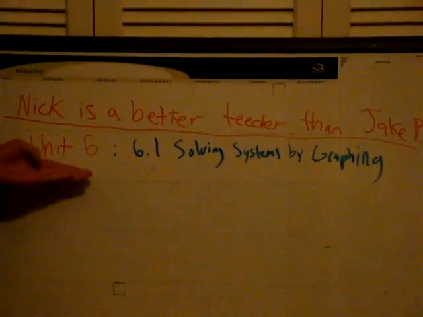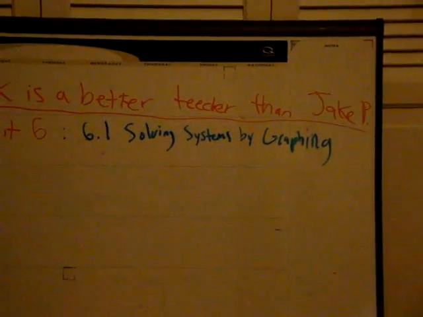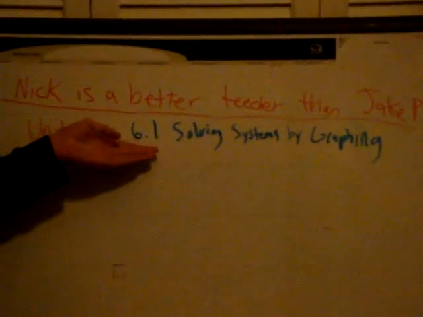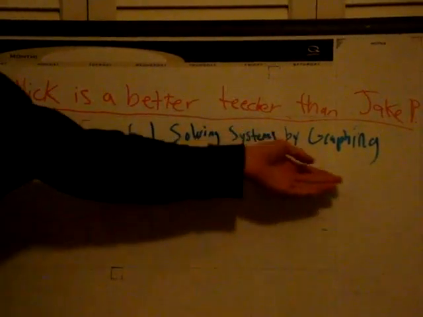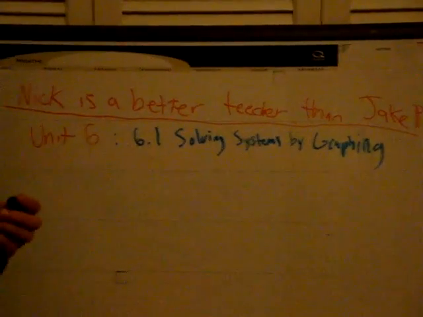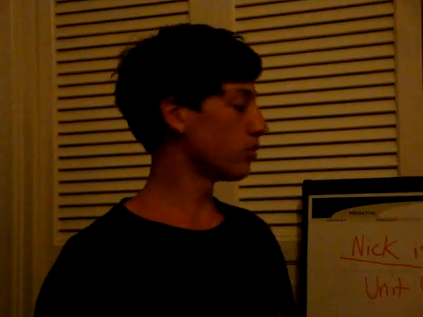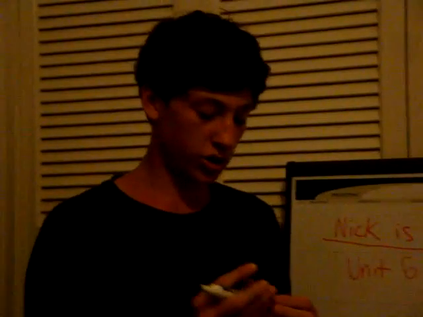Today, I'll be teaching you Unit 6, which is basically a lot of graphing and solving equations. Let's get started. So first we have 6.1, solving systems by graphing. And basically this means you have to find the intersection, if there is one, of the lines on the graph of two equations. And I'm going to show you what I mean right now.